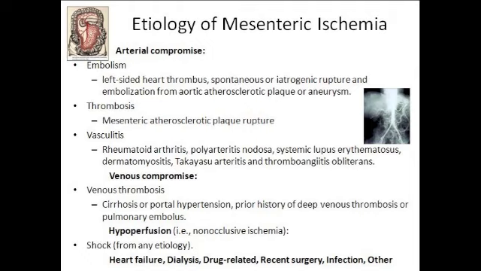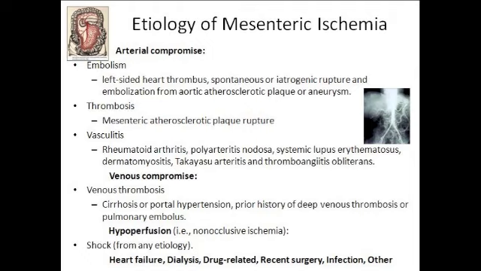Now let's talk about the etiology of mesenteric ischemia. This can be from arterial compromise, such as from an embolism, responsible for about 50% of acute mesenteric ischemic events, usually originating from a left-sided heart thrombus or from spontaneous or iatrogenic rupture and embolization from an aortic atherosclerotic plaque or aneurysm. Thrombosis could be accountable for 15 to 20% of acute mesenteric ischemia, resulting from thrombus occurring as a progression of atherosclerosis at the origin of the superior mesenteric artery.